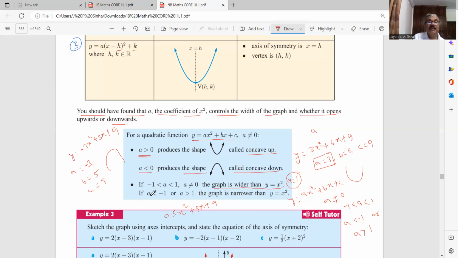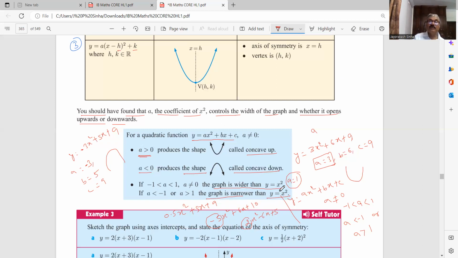And if a is less than -1 or a is greater than 1, means here it can be -5x square plus 6x plus 10, or 2x square minus 6x plus 5, like this. So here, see here, -5 means what? It is less than -1. Plus 2 means what? It is greater than 1. So in this case, the graph will be narrower than y is equal to x square.